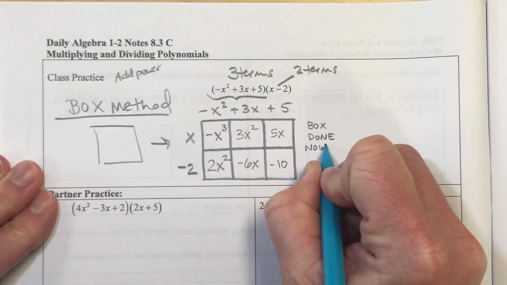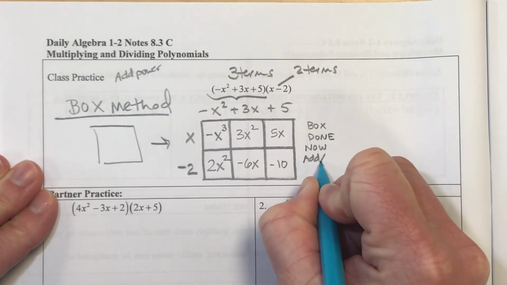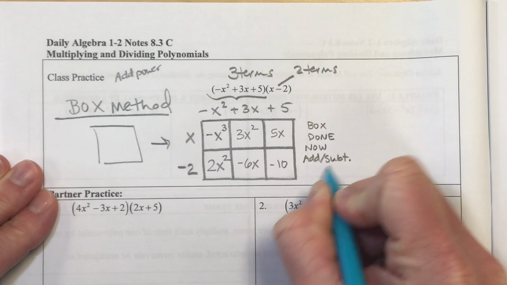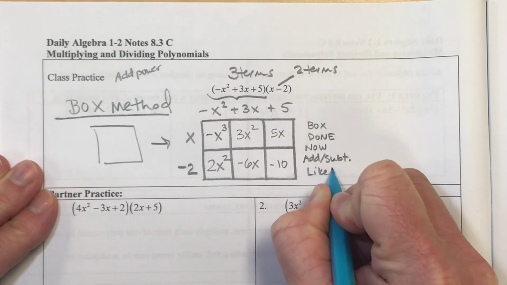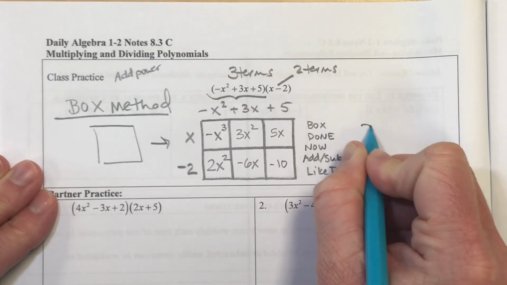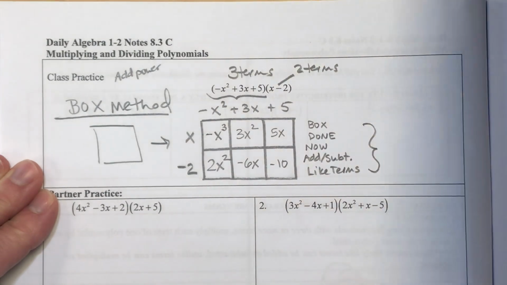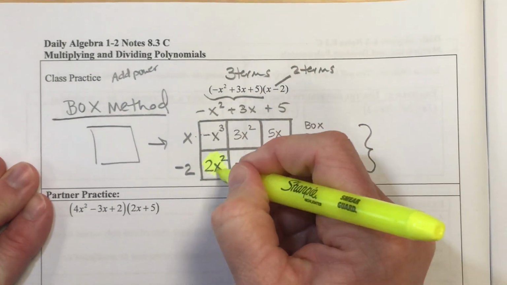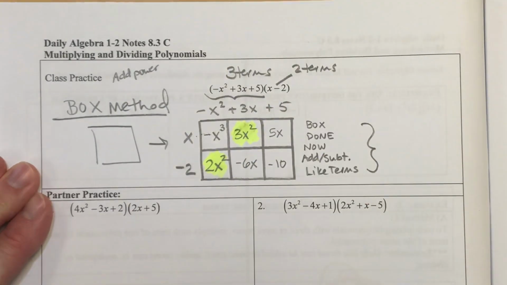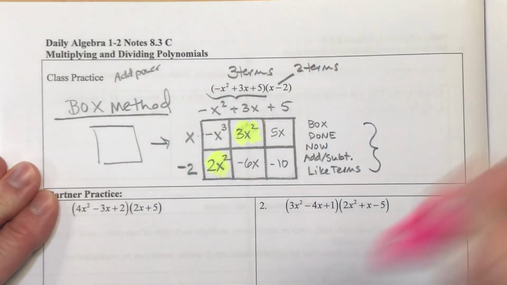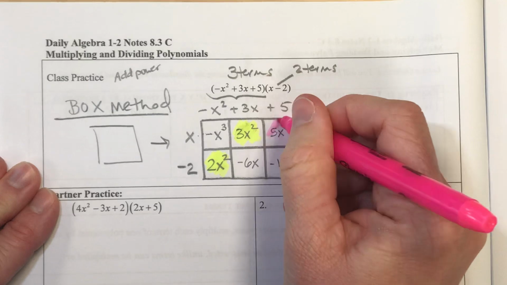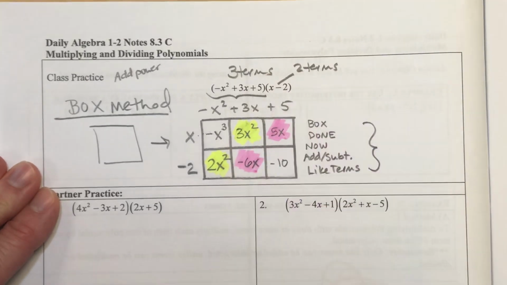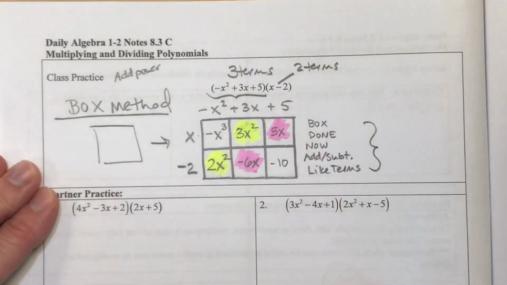now I'm going to add or subtract like terms. And so this is what I'm going to get. I'm going to highlight those for you just to make it easier to see. I have a square term here and here. Those are called quadratic terms, and those are going to be combined together. And then I have linear terms here because they have 1x. Those are going to be combined together.